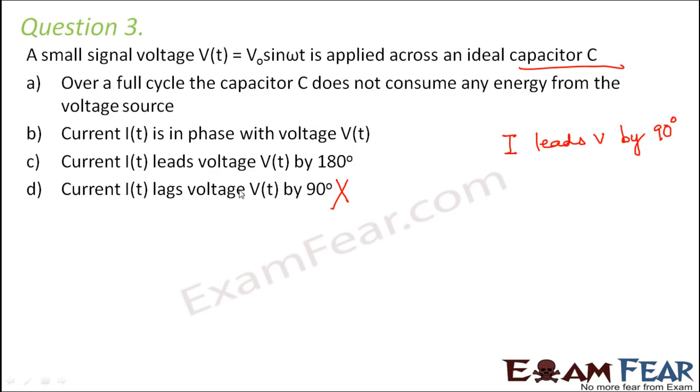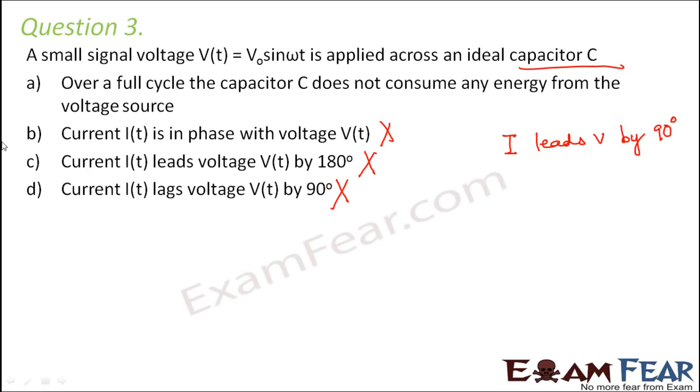Option C, current leads voltage by 180 degree. So partially it was correct, but it is not by 180 degree, it's by 90 degree. So option B, current is in same phase with voltage. No, that is absolutely incorrect. So anyways, now we are left with option A, which has to be correct. But let's see, what do we mean by the option? It says over a full cycle, the capacitor does not consume any energy from the voltage source.